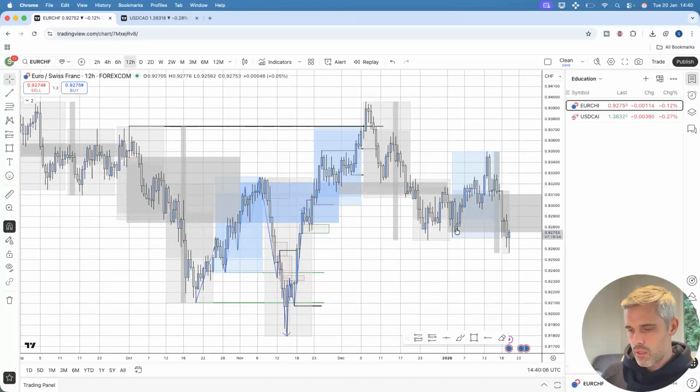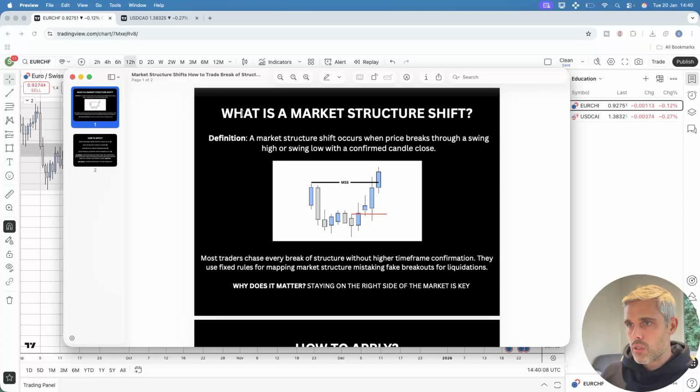Let's dive into a short bit of theory. So what is market structure? Market structure shifts occur when price breaks through swing highs or swing lows. I've got a separate video on how to mark swing highs and swing lows, but they essentially exist at the opposite ends of price legs.